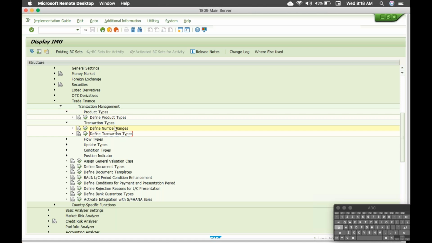So come to transaction types. Here there are two types of transaction types. Define number ranges, define transaction types. So we don't have an underlying number range, right?